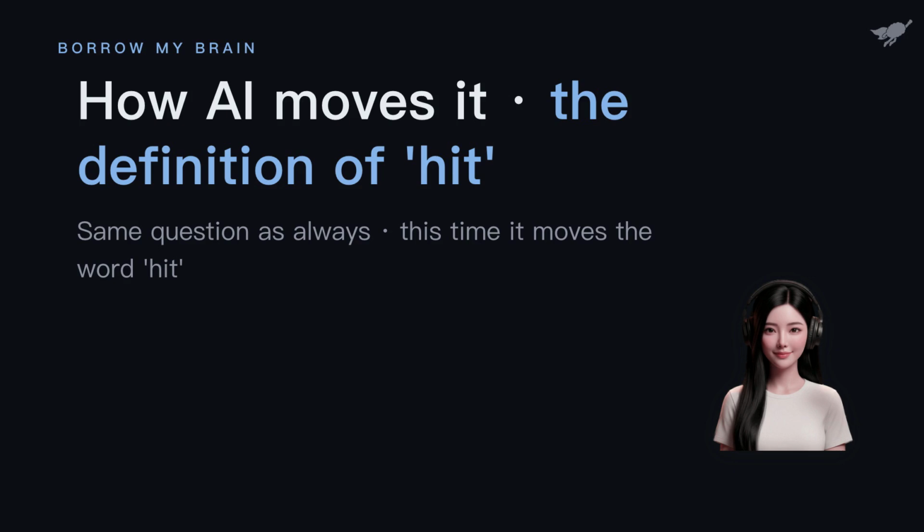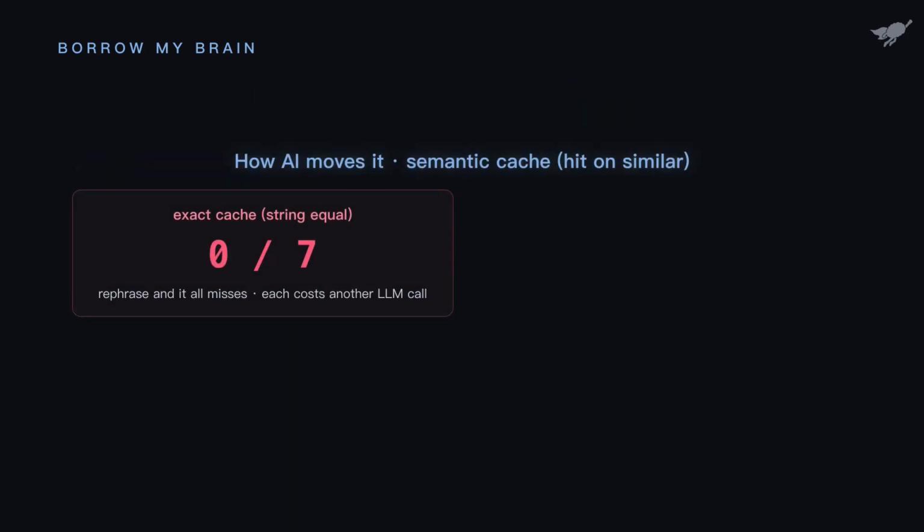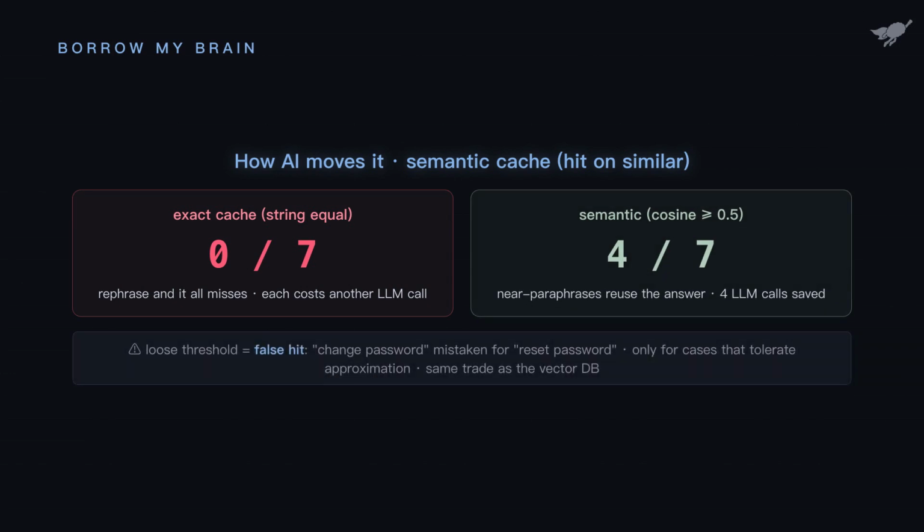Let me demo it. The cache holds 3 question and answer pairs, and 7 differently worded questions come in. Exact cache. 0 out of 7. Reword it and it all misses, and each one costs another large model call.